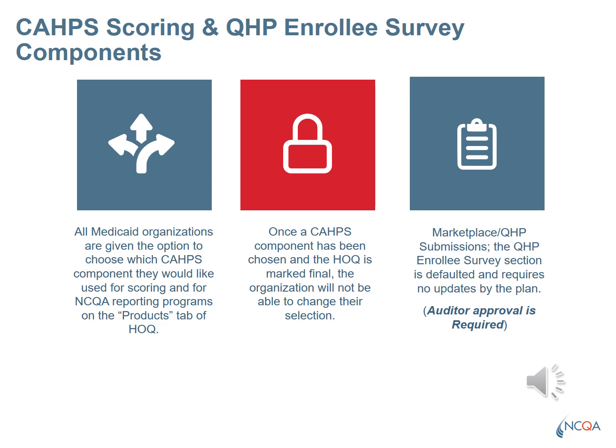All right, we have here a couple of points we wanted to bring out about the CAPS scoring and the QHP enrollment survey components. For Medicaid, the organizations are given the option to choose which CAPS component they want to use for scoring and to be used in the NCQA reporting programs. This will be on the products tab in the new HOQ. And of course, when we go through the demonstration, I'll show you what that looks like.